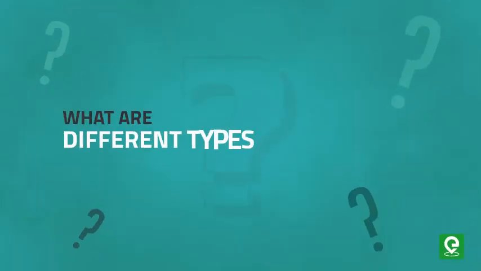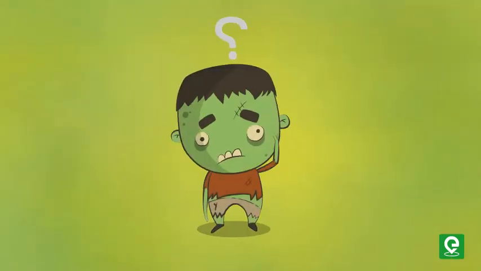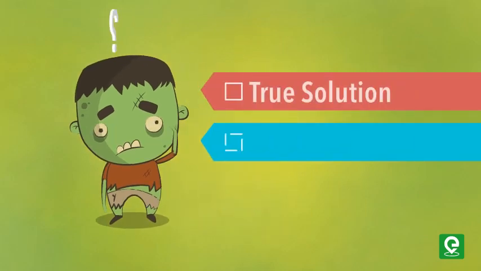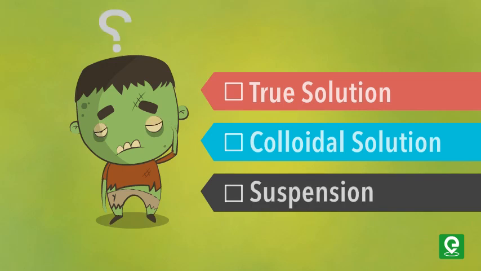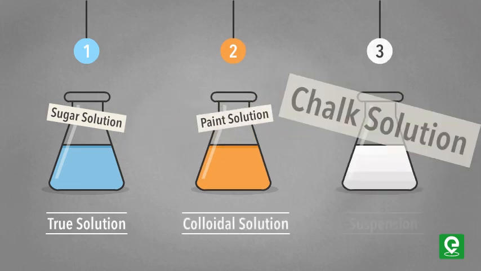What are different types of solutions? After attending the class of colloids, Mani was confused. He was not able to understand the distinction between true solution, colloidal solution, and suspension. Let's help Mani understand the difference between these three types of solutions.